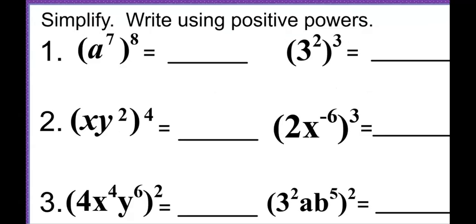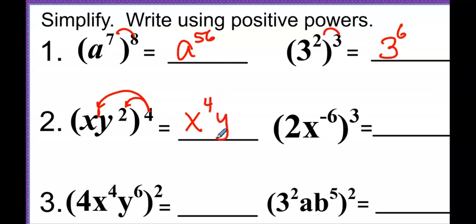All right, pause the video and give these a try. The first one will be a to the 56th power. The second one, keep the base the same, multiply the powers. Now in this one here, don't forget, you're going to multiply by the power for x, which is an invisible 1, and the power of y. So we're going to get x to the 4th, y to the 8th.